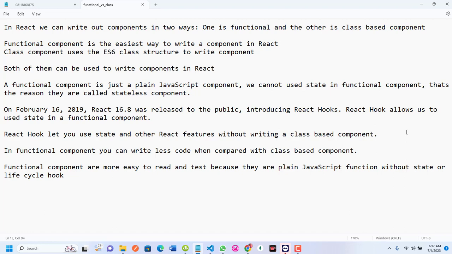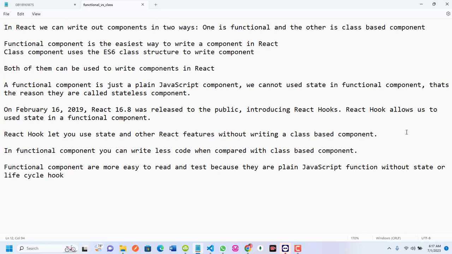That means we don't actually need a class-based component, because before now it was only class-based components that had states. But when React Hooks came in on February 16, 2019, we were able to use states in functional components. So that means we don't actually need the class-based component, although that does not mean the class-based component is invalid. It's still going to work.